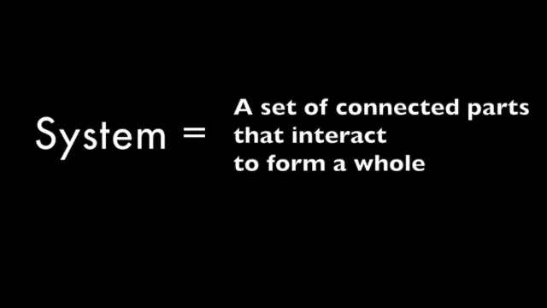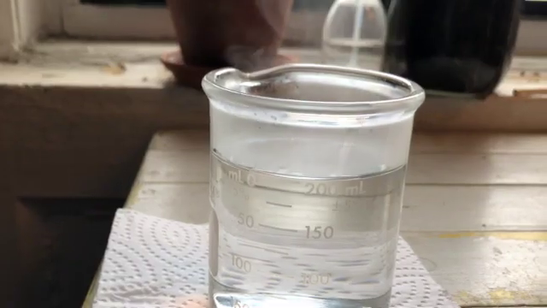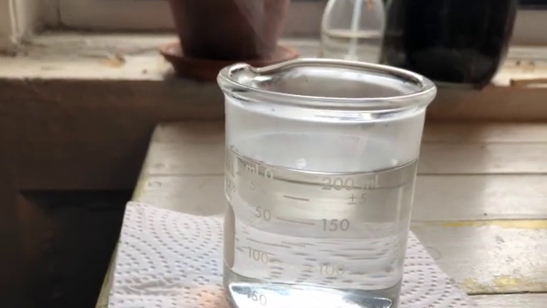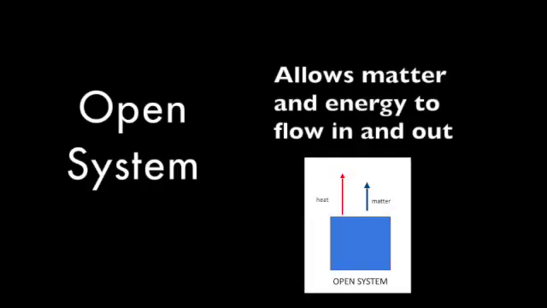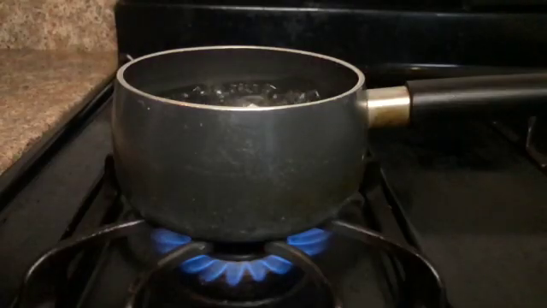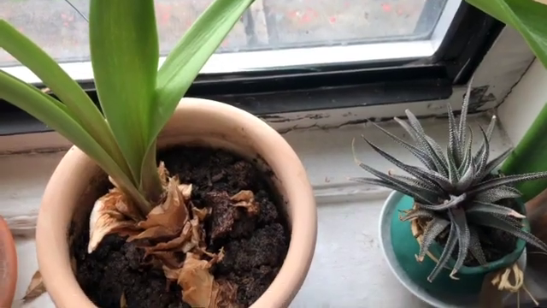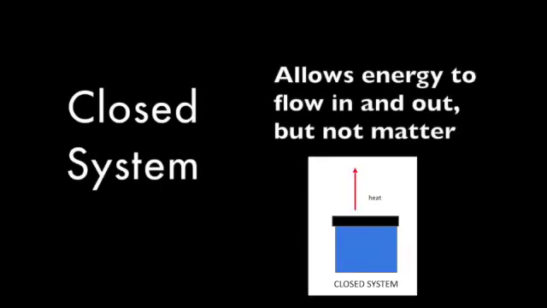A system is a set of connected parts that interact to form a whole. A system can be as simple as a glass of water on the table, or as complex as a machine like a bicycle, or even a living thing or living community. An open system allows energy and matter to flow in or out of it, like this pot of boiling water or these potted plants. A closed system allows energy to flow in or out, but not any matter.